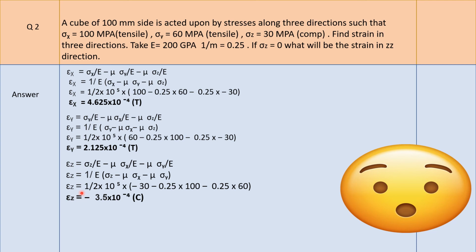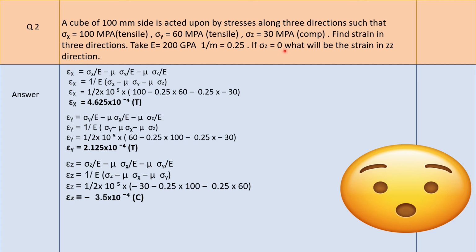1 divided by 2 exponential 5 into bracket open minus 30 minus 0.25 into 100 minus 0.25 into 60 bracket close is equal to. You will get the answer minus 3.5 into 10 raised to minus 4, and this minus sign just indicates that it is compressive. You can either write the minus sign or you can just write 3.5 into 10 raised to minus 4, and in the bracket if you write C, it means it is compressive. So this is the strain in z direction.